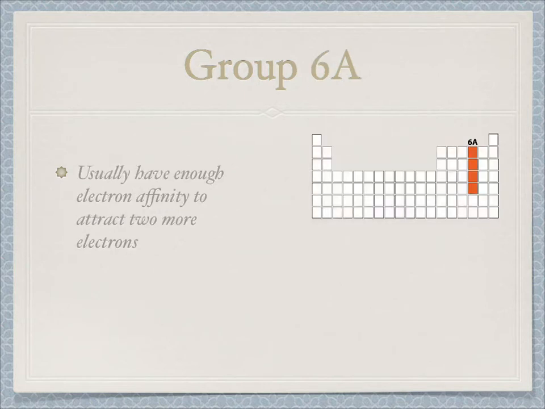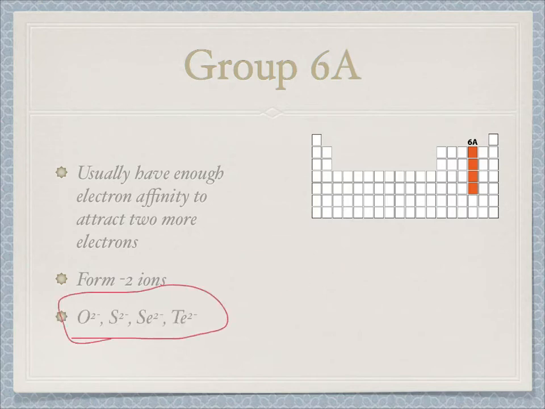Group 6, here's our group 6 elements, and these guys now have high electron affinity. They're going to attract 2 electrons, so you're going to form -2 charges, or 2- ions. And here are our typical ones: oxygen, sulfur, selenium, tellurium. Those are going to be the ones that we're going to talk about the most.